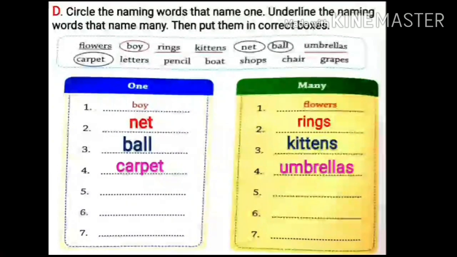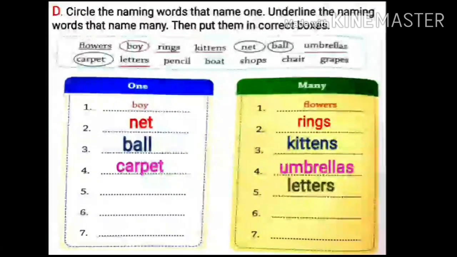Next word is letters. Letters means many letters. Every time you are going to see the last letter. Okay, the last letter is S. So many. Underline this. Very good. And you tell me where you are going to write, in first or second column. Very good. You will write in second column. Letters.